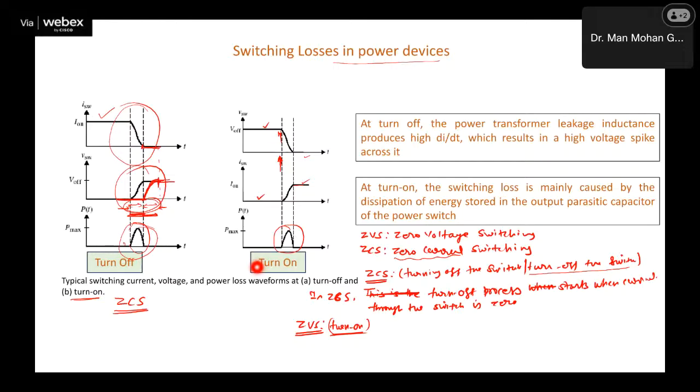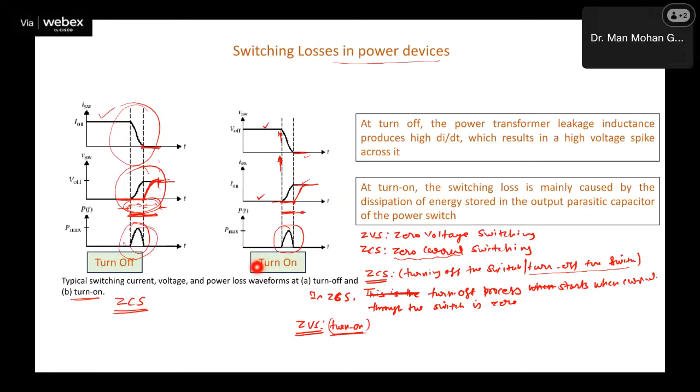But if anyhow I can do such things that once this voltage becomes zero, after that only I start the current, then this voltage is there, but current is not there, so power loss will be zero. Similarly here, current will be there, voltage will not be there, so power loss will be zero.